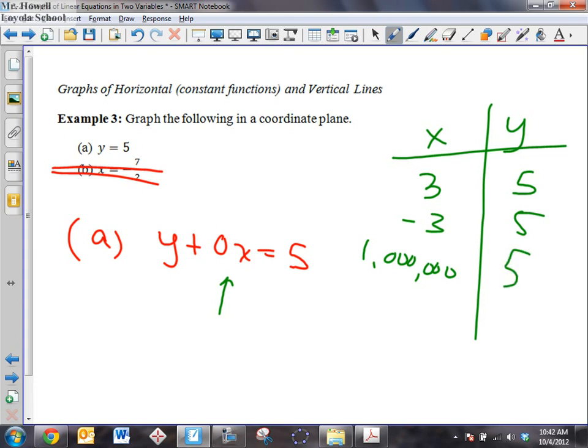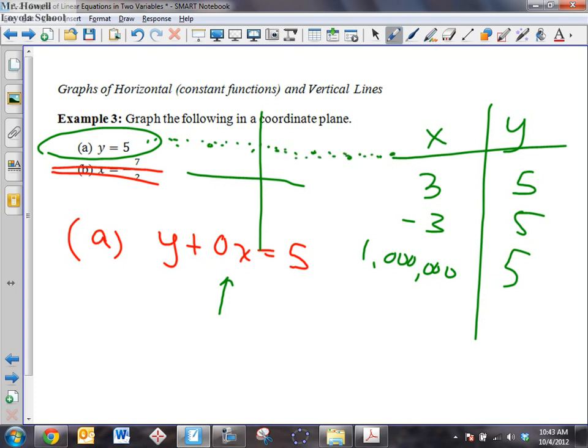Y will always be 5. How come? Straight line. And how come from the equation you know that? What does the equation say? It says y equals 5, right? Y is always 5. So if you were to plot this graph, you go 3, 5; negative 3, 5; 1 million, 5; 10, 5; 1, 5; 0, 5; negative 2, 5. And what happens? You get all these dots that are at height 5, which make a horizontal line. Thus, it is constant. It is not changing. That's why it's called a constant function.